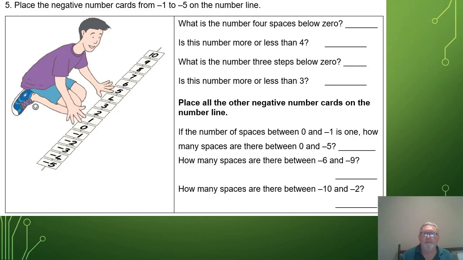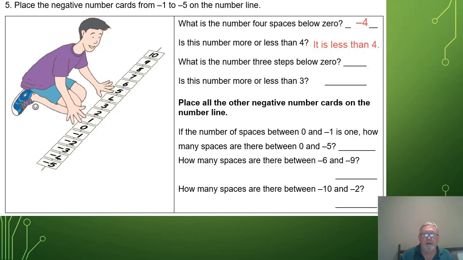So what's the number 4 spaces below 0? And it's -4, isn't it? Is this number more or less than 4? Now remember what we just talked about. The further we go in the positive direction, the bigger it is. So -4 is less than 4.